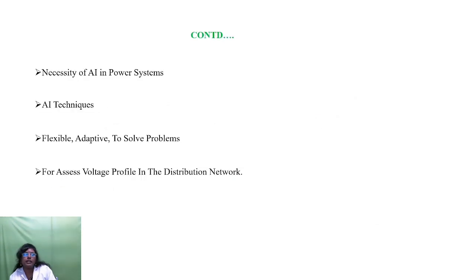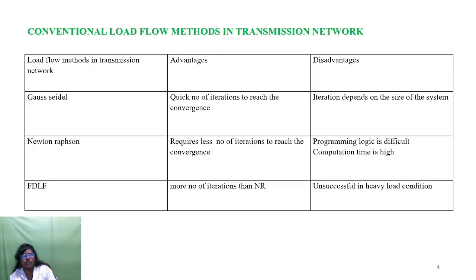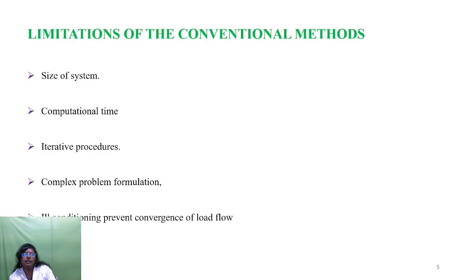Next we saw the necessity of AI and what the advantages of AI are, which is very flexible and adapted to solve the problems while assessing the voltage profile. And next we saw the conventional methods, that is Gauss-Seidel, Newton-Raphson and fast decoupled load flow method, and all three methods have similar advantages and disadvantages. And next is the limitations. The limitation is that the conventional method depends upon iteration, which mainly depends upon the size of the system. If the size of the system increases, it takes more iterations to converge to the output solution.